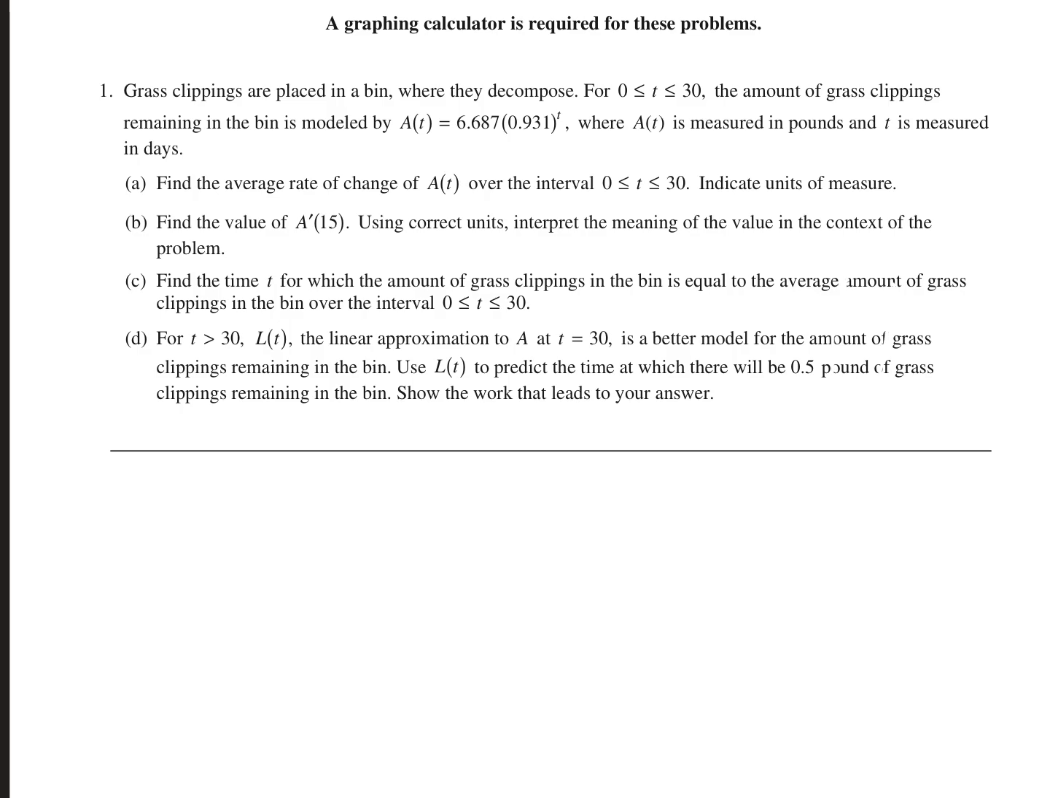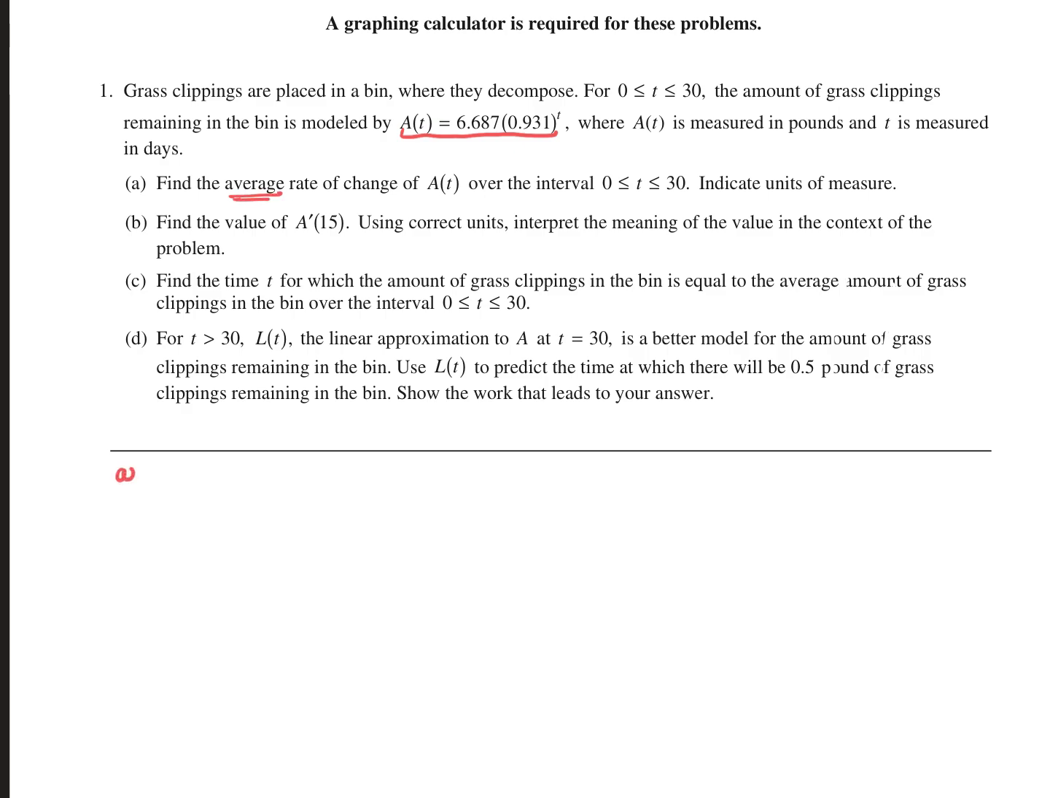All right, this is going over the 2014 number 1 for AB. So we have grass clippings that are placed in a bin where they decompose. They're in there from time equals 0 to 30. The amount of grass clippings that remain in the bin is modeled by this, where A of t is in pounds and t is measured in days. Part A, find the average rate of change.